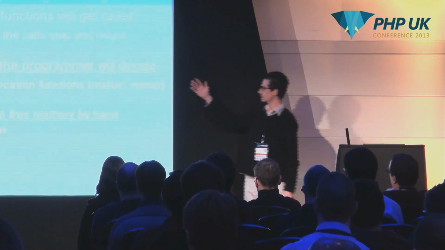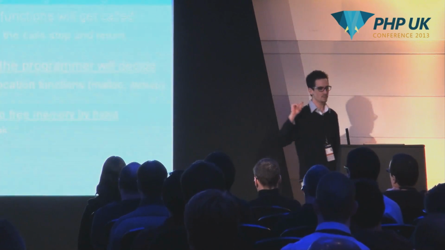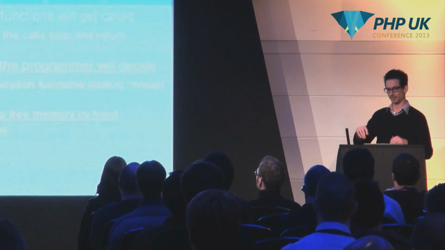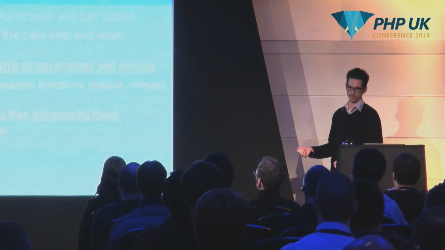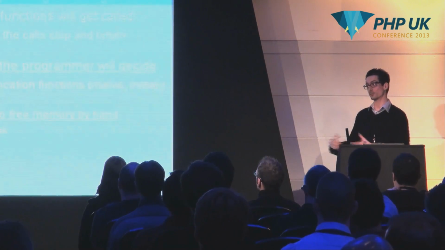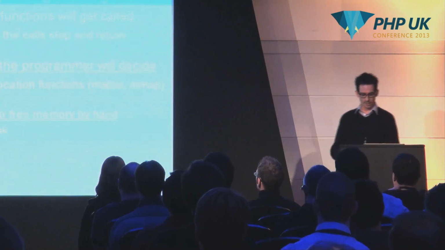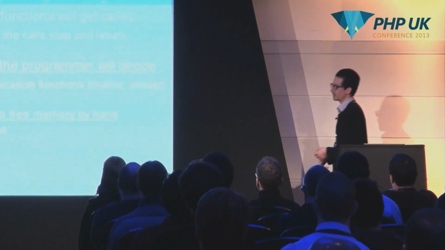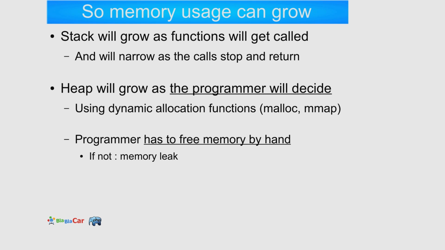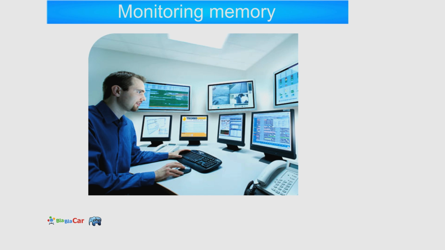But the most important is the heap memory. The heap memory is memory that the programmer can ask for at any time in the process life. And PHP is a process, so PHP can ask for more memory from the heap, using mainly dynamic allocation functions like malloc or mmap under Linux. And the C programmer has to free this memory by hand. If not, then you have a memory leak.